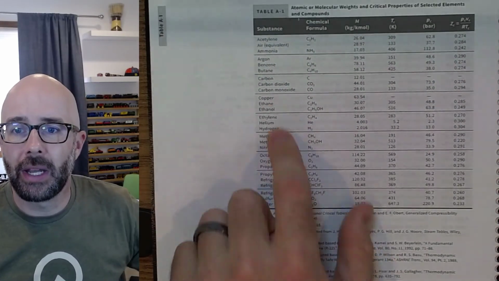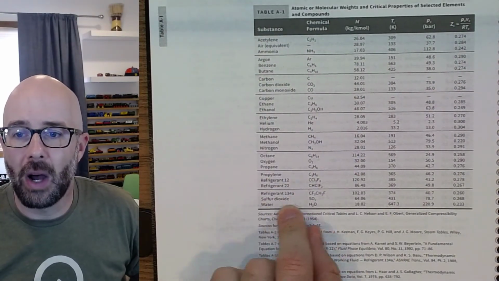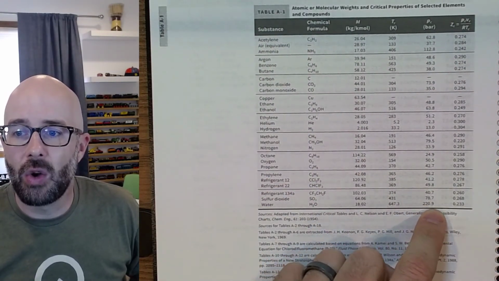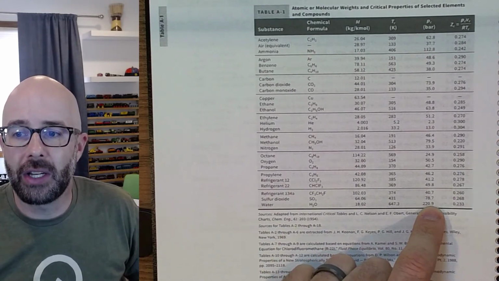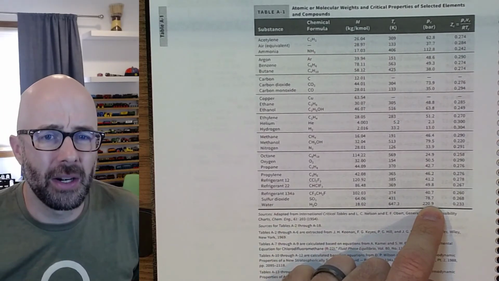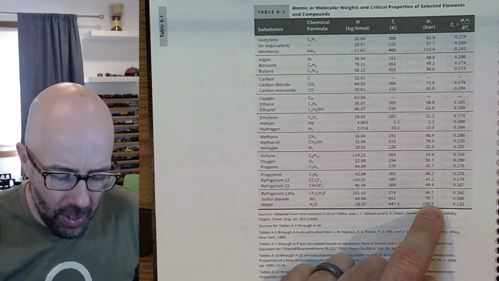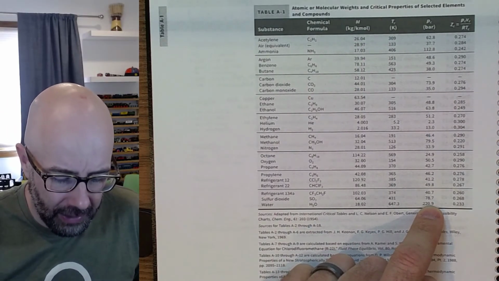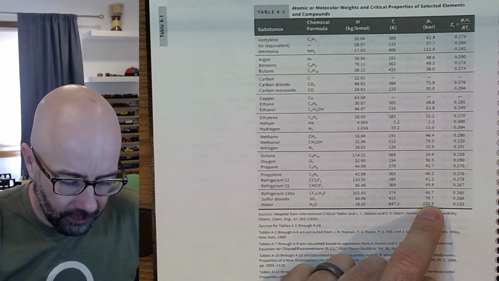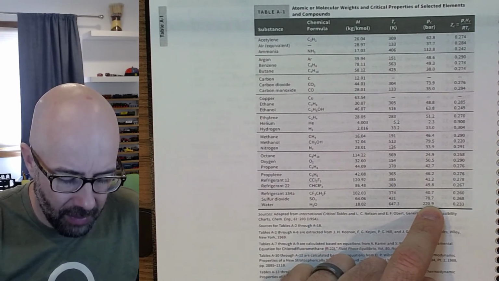Table A1, when we're looking up water alphabetically down here, water has a critical pressure of 220.9 bars. We're at 300 bars, well above that critical point. So what we would say is we're over here. This is where we're intersecting. This is our point that we're looking at.